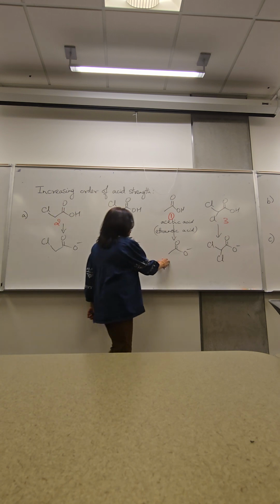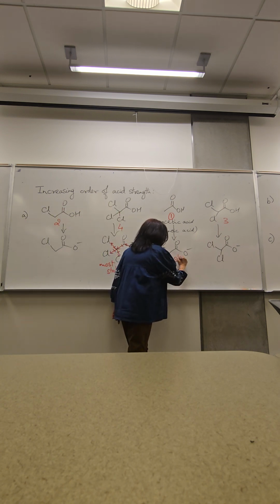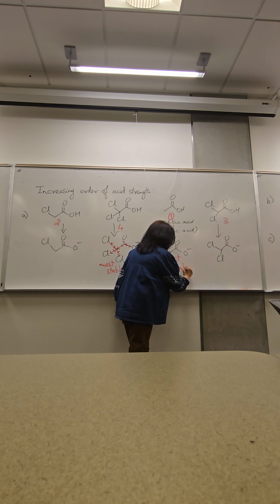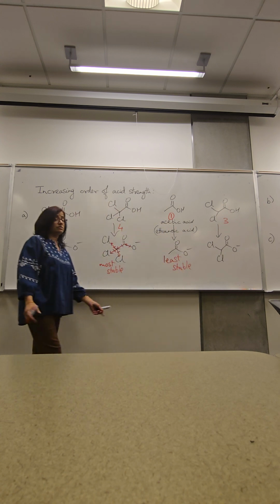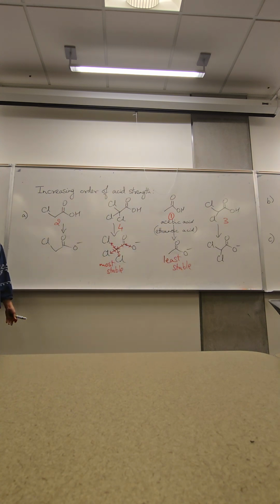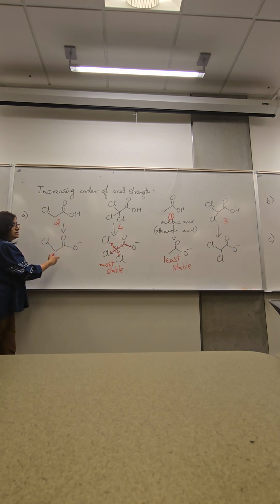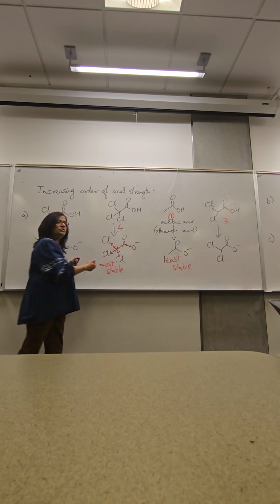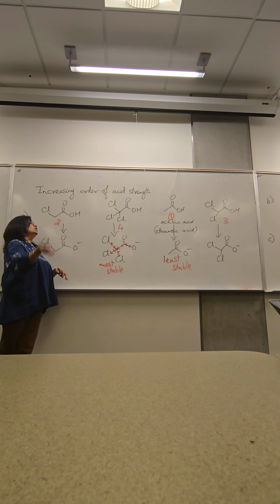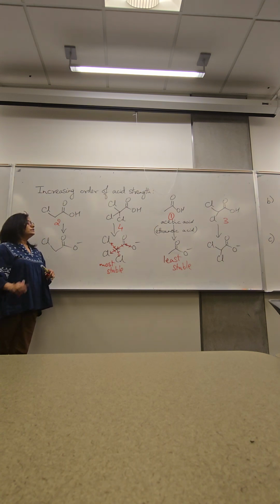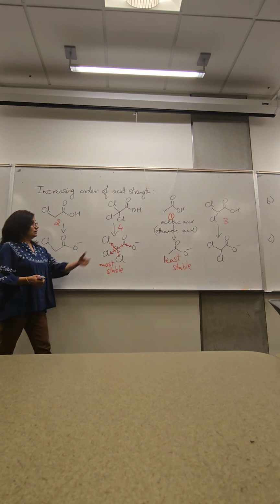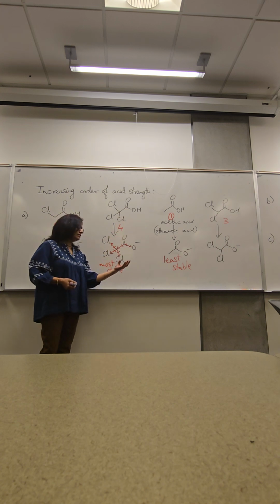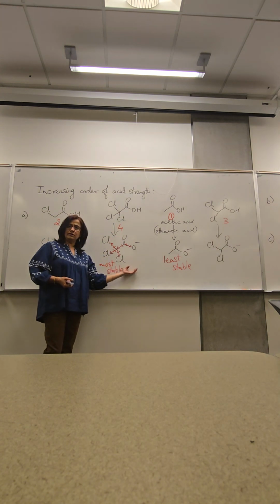Ethanoate, because there is no chlorine to stabilize the negative charge through the inductive effect. Agreed? This one is somewhat more stable than the least stable, and this one is somewhat less stable than the most stable, because of the number of chlorines. So which is the strongest acid? Number 4, because it creates the most stable conjugate base.